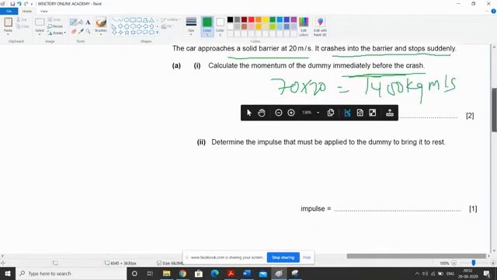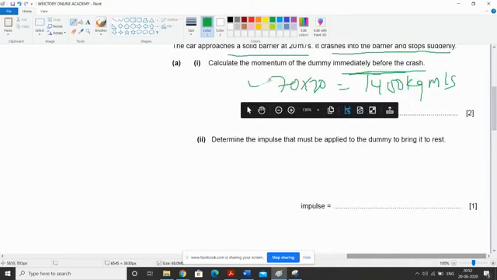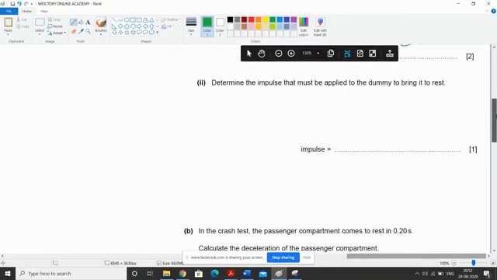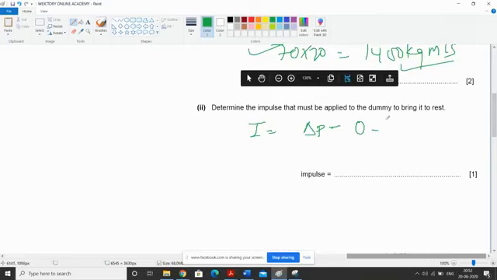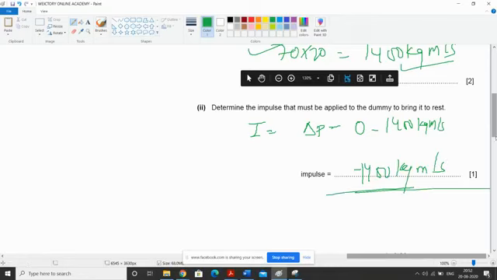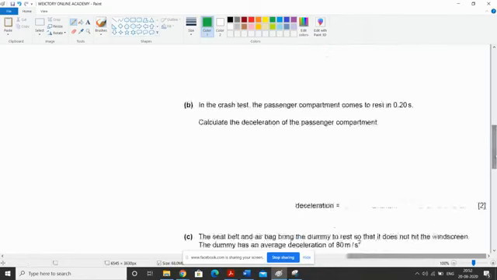That's the answer. So 1 mark for this and 1 mark for this. Next, calculate the impulse that must be applied to the dummy to bring it to rest. So impulse is nothing but the change in momentum, right? So change in momentum: final momentum is 0 minus initial momentum 1400 kilogram meter per second. So the answer is negative. Even if you write it positively, it doesn't matter, but the actual answer is negative 1400 kilogram meter per second.